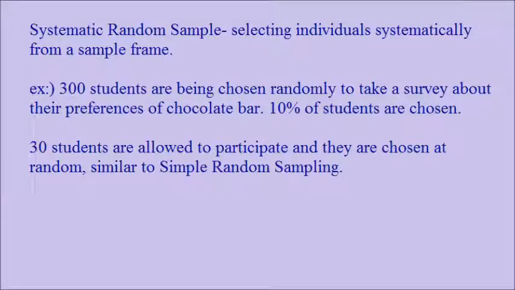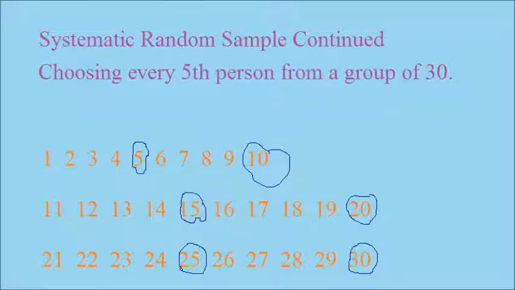Systematic random sample. It is a sample that includes selecting individuals systematically from a sample frame. Some examples include 300 students being randomly chosen to talk about their chocolate bar preferences, and 10% of them are chosen. In another scenario, we could choose every 5th person in a group of 30 to participate in a survey about their preferences of PCs or Macs.